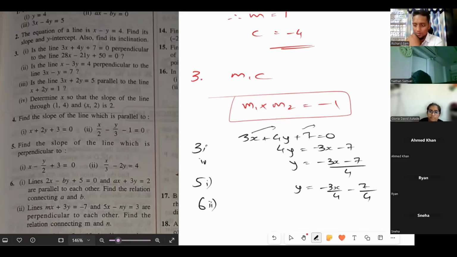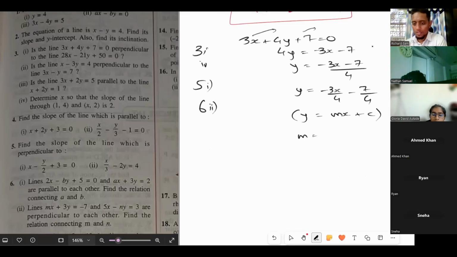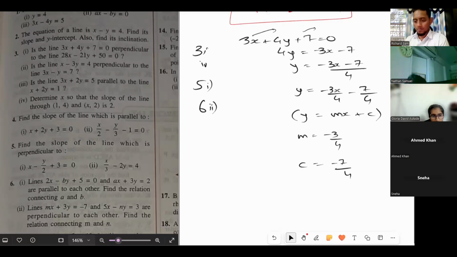So now looking at this, we can see what is the coefficient of x. y is equal to mx plus c. Therefore, what is m and what is c? m is whatever is multiplied with x, that is minus 3 upon 4. And c is the number part, minus 7 upon 4. This is how we have to do it, okay? The answer for 3-1 is yes. So find the slopes of both the lines.